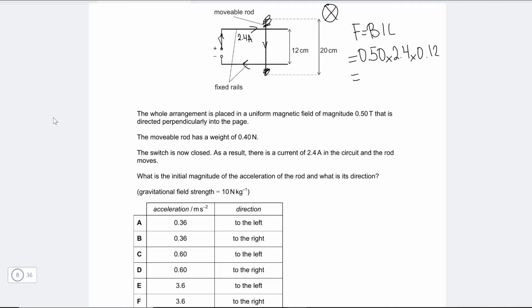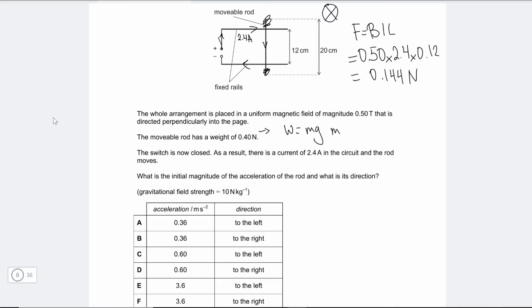Now let's put this into a calculator. I'm going to get 0.5 times 2.4 times 0.12, or just use mental maths if you are doing this exam. So it's going to be about 0.144 newtons. Okay, now to calculate the initial acceleration, we're going to need the mass, but luckily we already have the weight given. So just from this statement over here, we can figure out the mass pretty easily. So we know that the weight is equal to mg, therefore the mass will be the weight divided by g, so it's going to be 0.40.